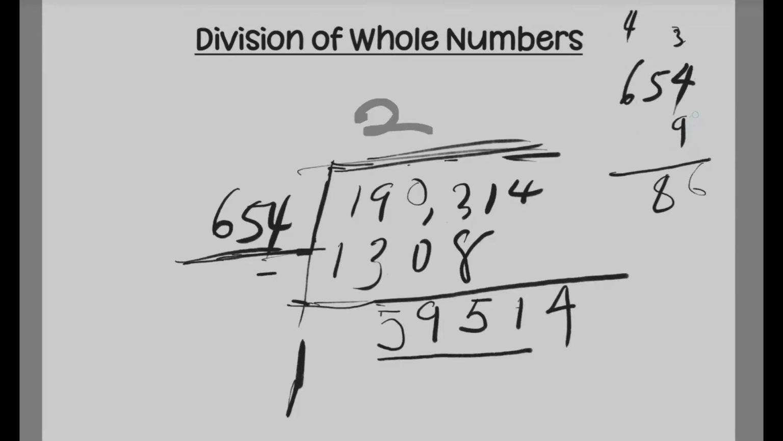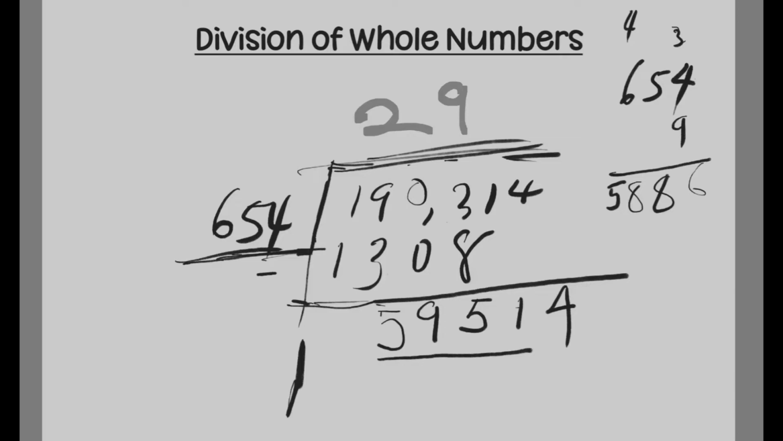So 9 times 6 is 54. 54 plus 4 is 58, right? So 58. So you see that 9 is very close. So you have 5951 and I have 5856. So 9 is going to be what I'm going to write here. I'm going to write my 9 right here.